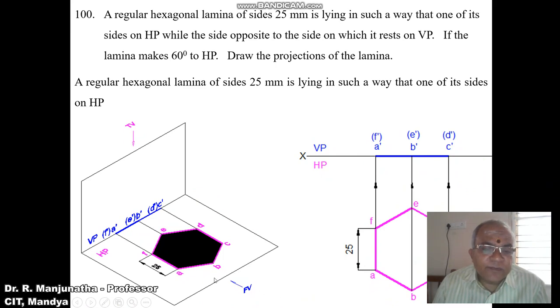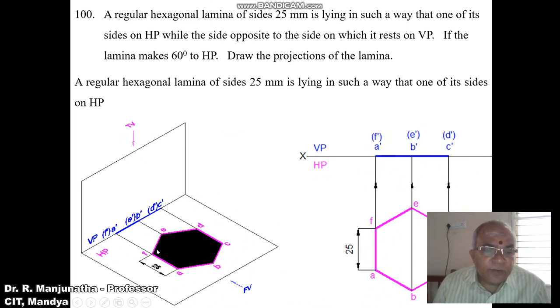So as we look from the front view, ABC is near to the observer. A dash, B dash, C dash is visible. D, E, F is away from the observer. So D dash, E dash, F dash is in bracket. So it is a case wherein the surface is parallel to HP and perpendicular to VP. So that is the reason why you are getting a line in the front view.